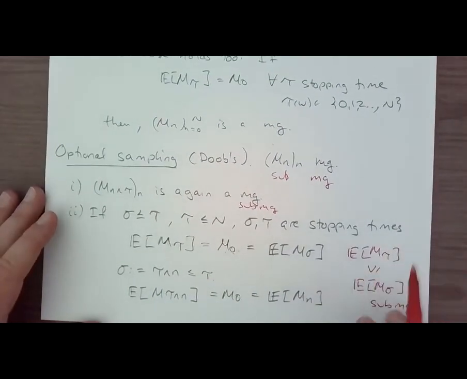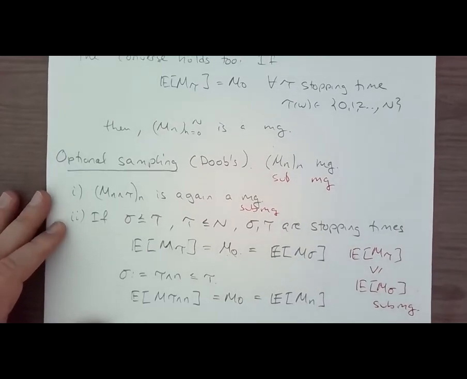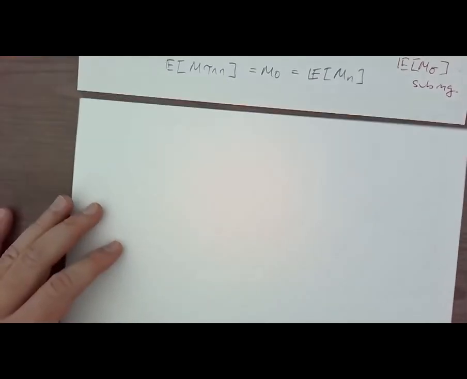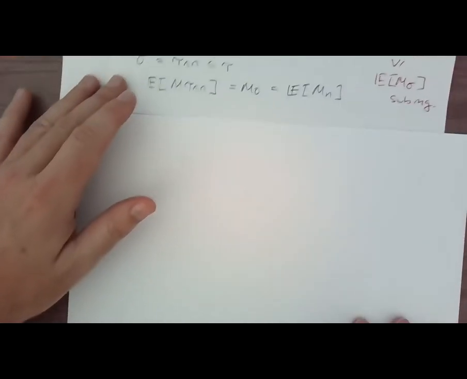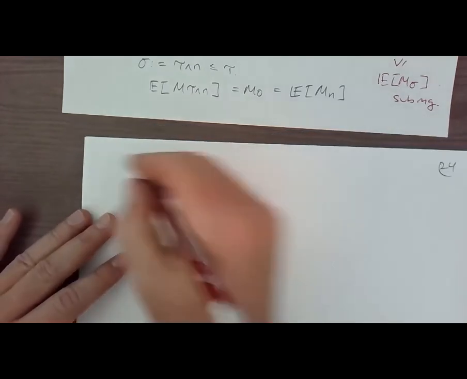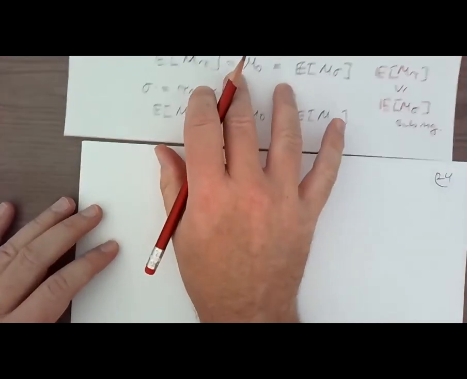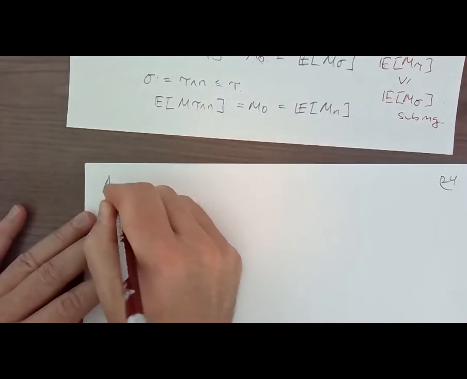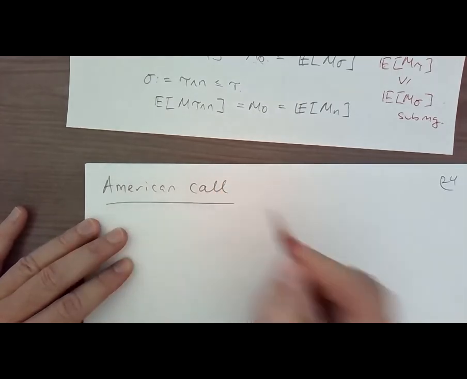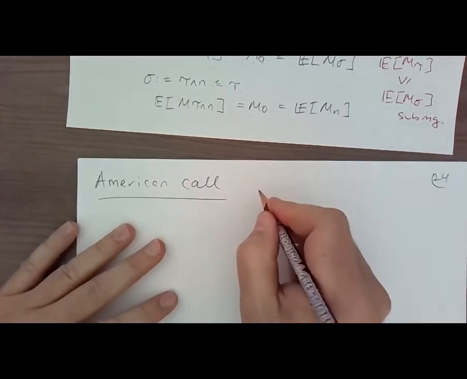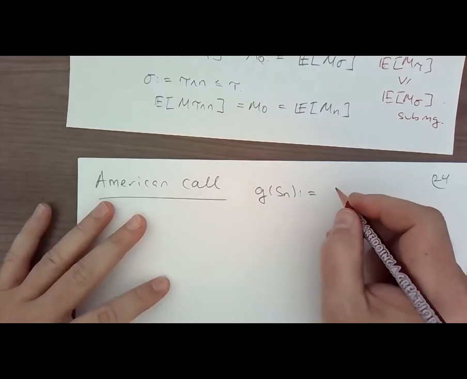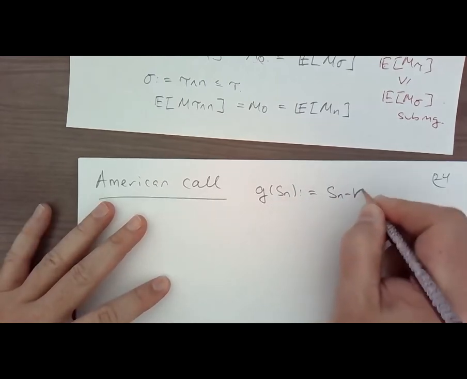The application that I want to give here in the last few minutes is the American call. So let's give an application of this optional sampling material. If you look at the American call from your homework, you have an intrinsic value, your function g of Sn. This is given to be, the call is like Sn minus K.